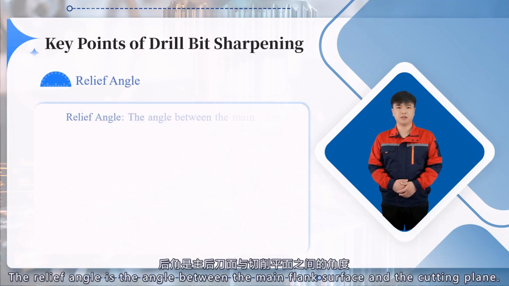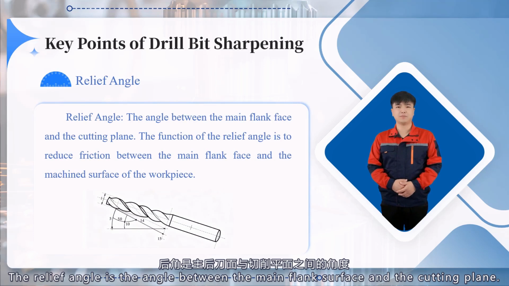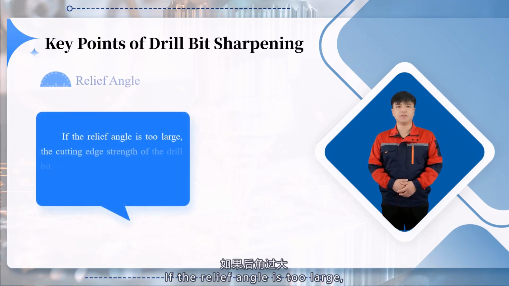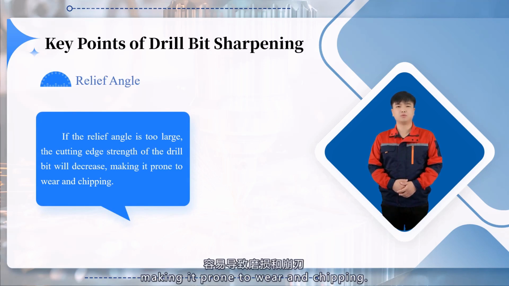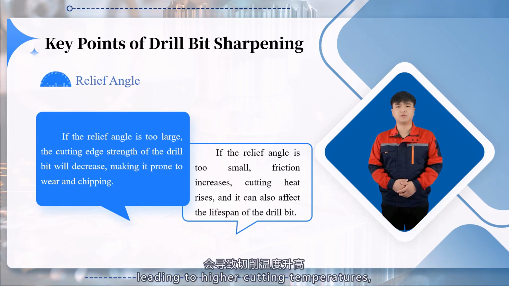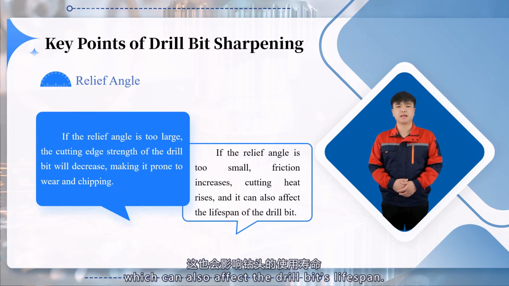Relief angle. The relief angle is the angle between the main flank surface and the cutting plane. Its function is to reduce friction between the main flank surface and the machined surface of the workpiece. If the relief angle is too large, the cutting edge strength of the drill bit will decrease, making it prone to wear and chipping. If the relief angle is too small, friction increases, leading to higher cutting temperatures, which can also affect the drill bit's lifespan.